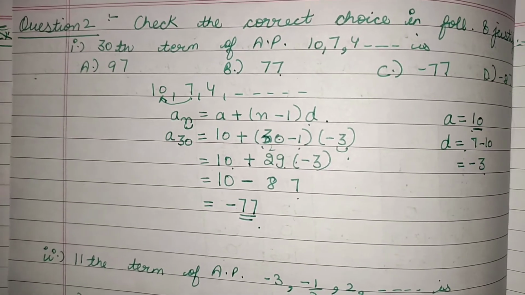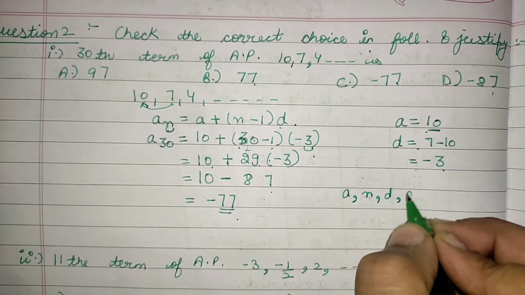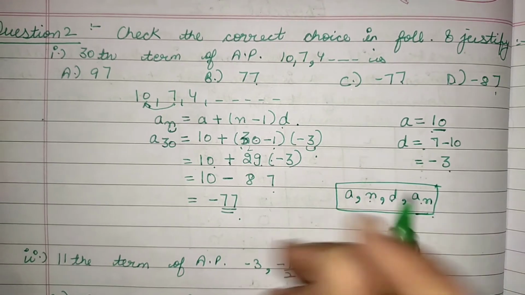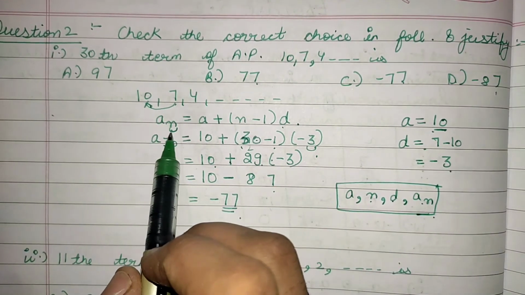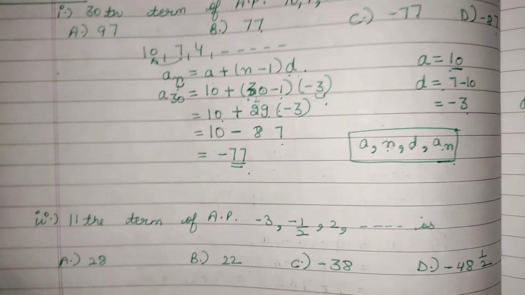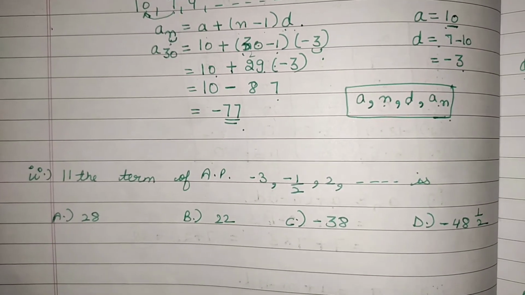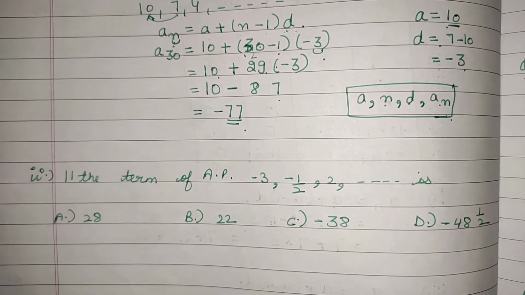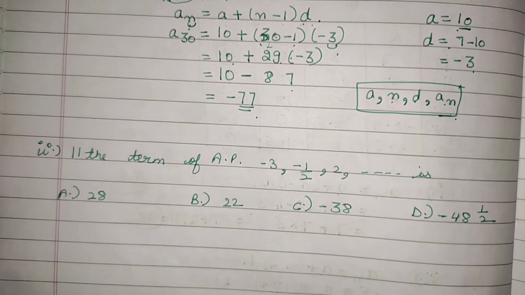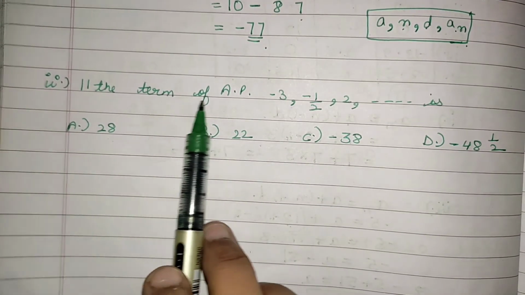Whenever you have to find any one of these four values, a, n, d or an, you simply use this formula, an = a + (n - 1) × d. How this formula is derived, I have explained in my previous video. If you want to know about these things, please see my previous videos on arithmetic progression also.